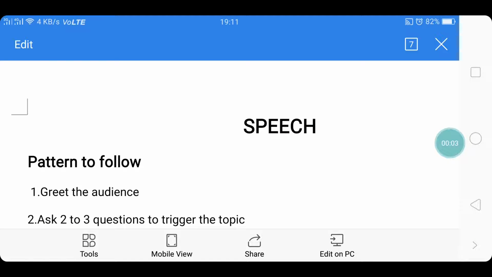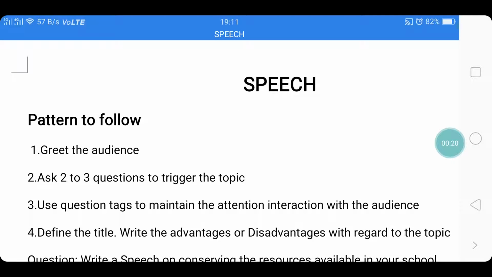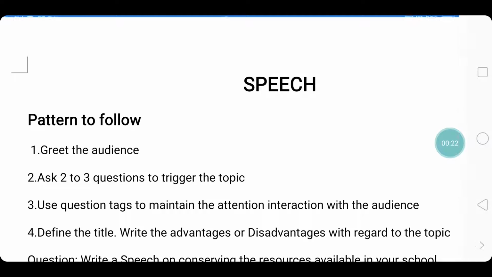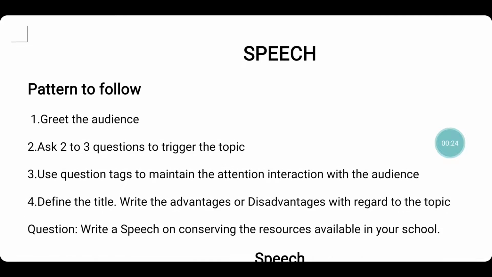Hello children, today we are with the creative writing speech. This is a Paper 2 skill, and in the examination you would be given some hints and you need to develop the hints. This is a 10-mark skill, it is a major discourse. Here I would like to just tell the pattern to be followed.